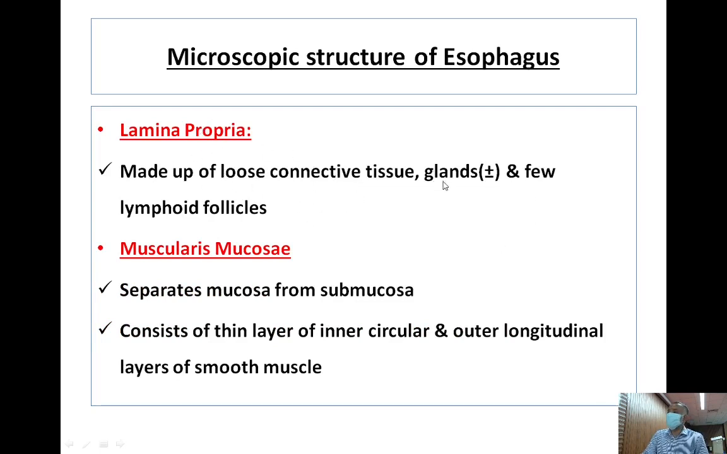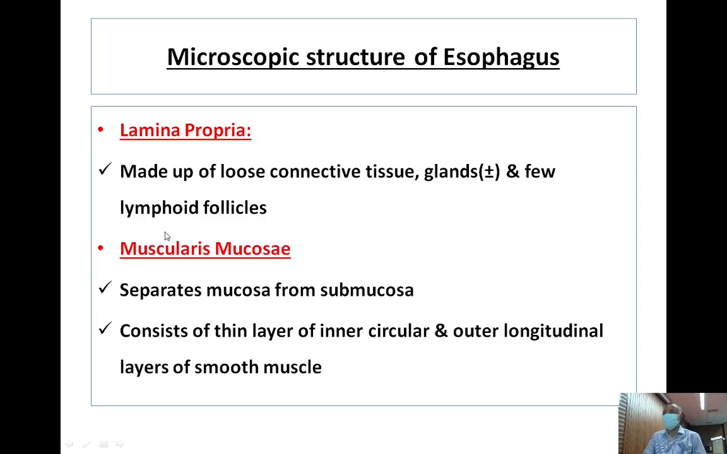Sometimes some glands may be present. It may or may not be present, so it is not mandatory that glands should be present. And a few lymphoid follicles may be present in the lamina propria. Mainly it is made up of loose connective tissue. Apart from that, some mucosal glands and lymphatic follicles may be present.